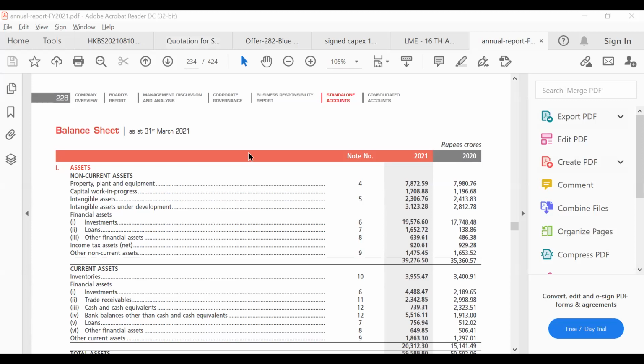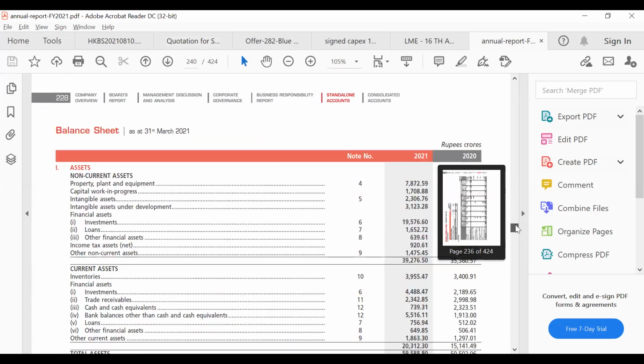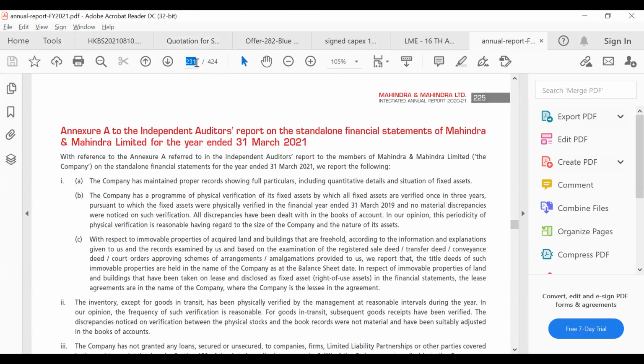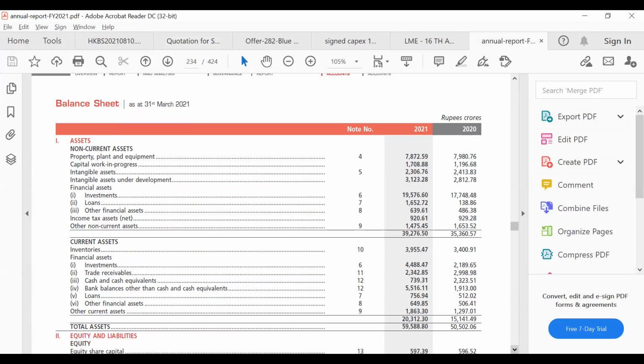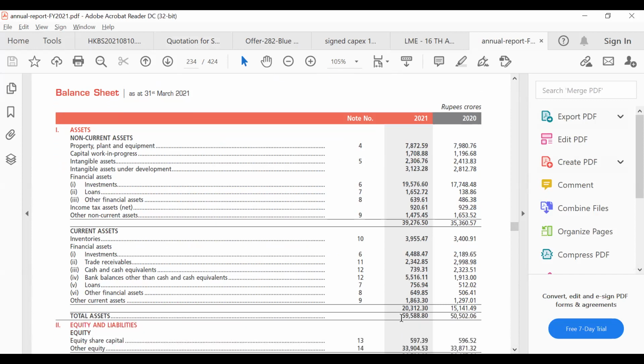See, the first and foremost thing is the total assets, which is the denominator in most cases, available on page 234, in ratios A, B, C, and E. Leaving aside D, in all cases the total assets is the denominator, which is 59,588.8. The values are in rupees crores. So the first financial data is ready.